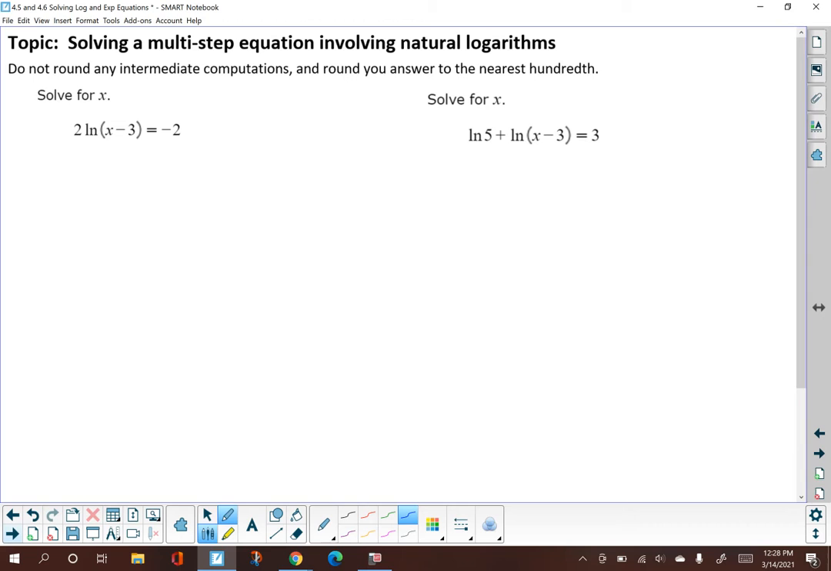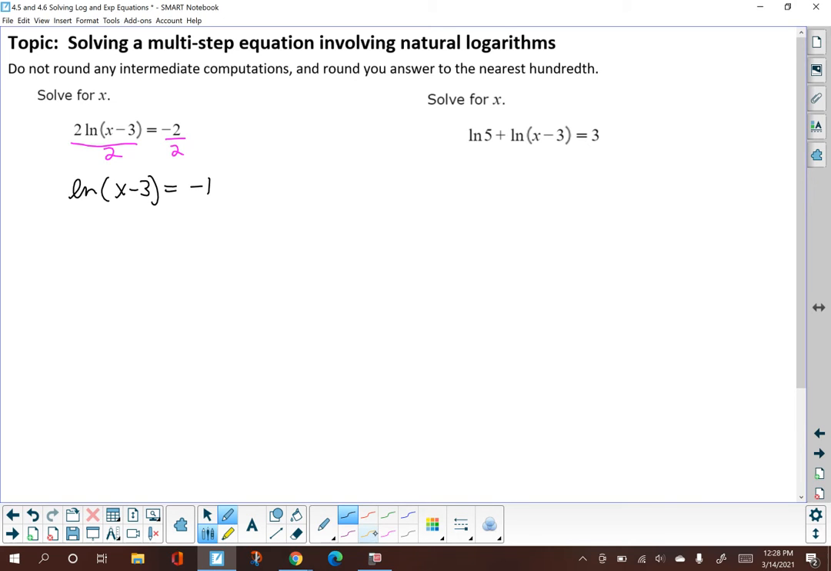Okay, our next topic involves solving a multi-step equation with natural logs. So I have two examples here that we're going to look through. This first equation is 2 times the natural log of x minus 3 is equal to -2. The first thing we need to do in this equation, and with any log equation, if we have a coefficient, we want to divide that on both sides, of course. And so that leaves us with the equation, the natural log of x minus 3 is equal to -1.